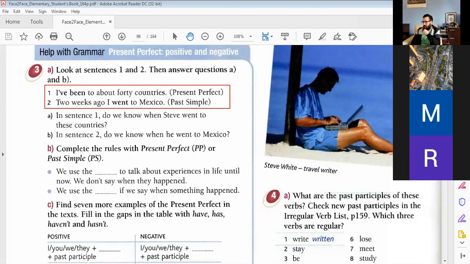Okay. So now let's answer the questions. So it says in sentence number 1, do we know when Steve went to these countries? Let's read sentence 1. I've been to 40 countries. Do we know when Steve went to these countries? No. Why not?